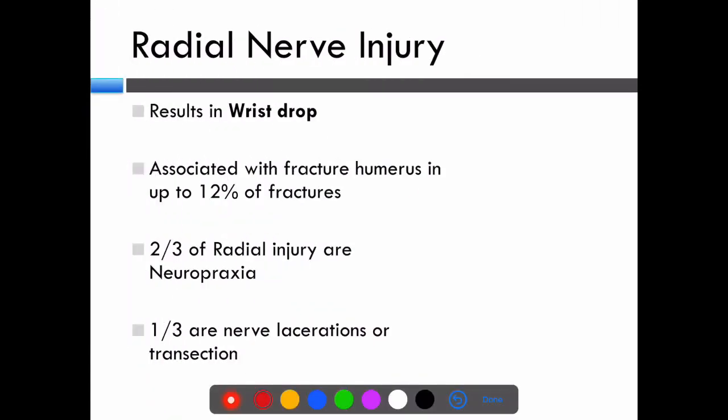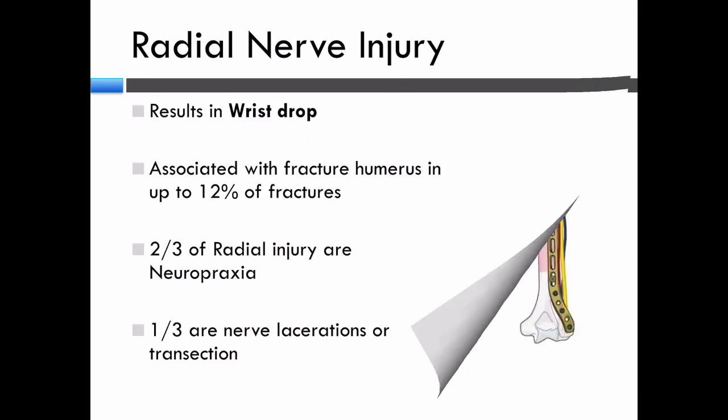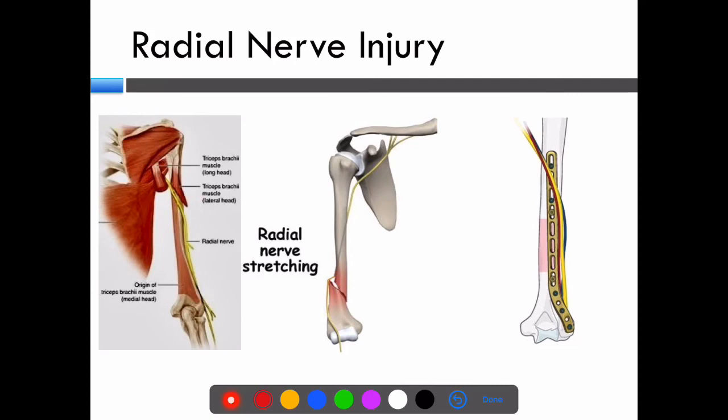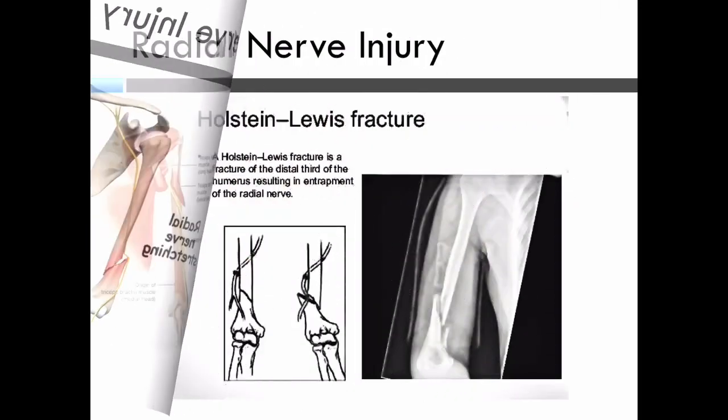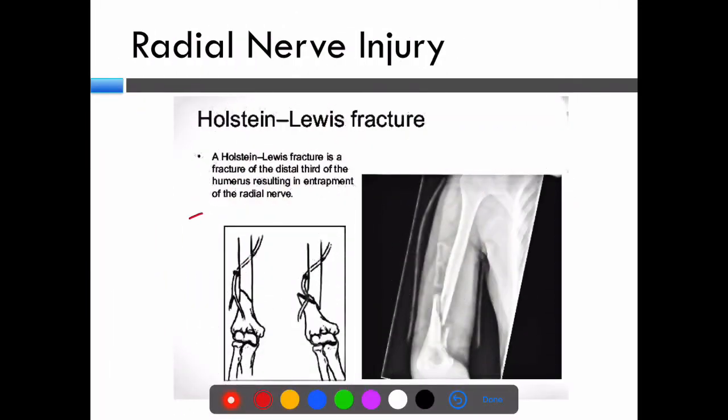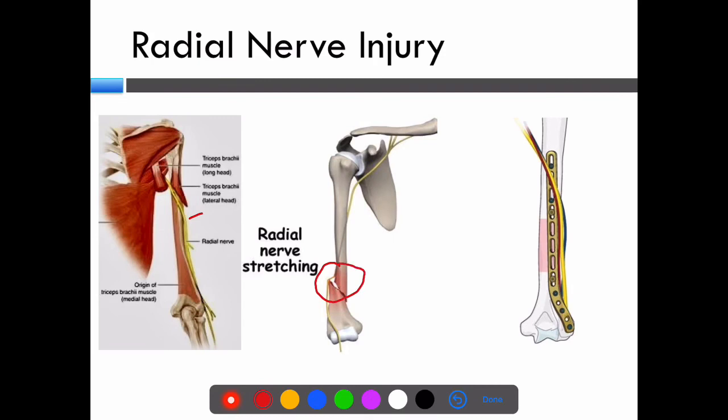So, we have to discuss radial nerve injury when we discuss humerus shaft fracture. As you know, radial nerve injury causes wrist drop. It is associated with up to 12% of fractures of the humerus. Mostly these are neuropraxia, but nerve lacerations are also common. You can see in this picture the radial nerve runs close to the humerus body, to the shaft of the humerus, along the spiral groove. There is stretching of the radial nerve when this kind of fracture occurs here.